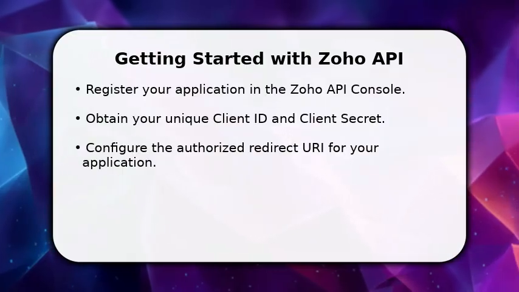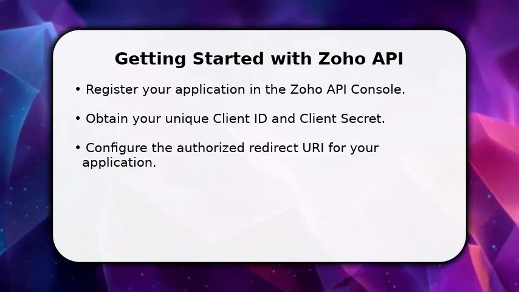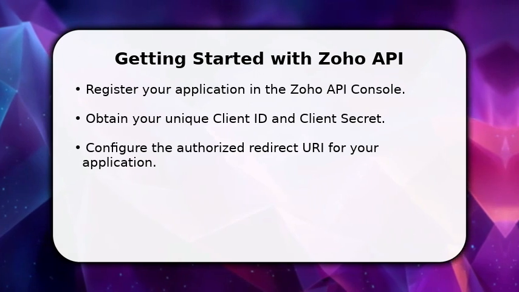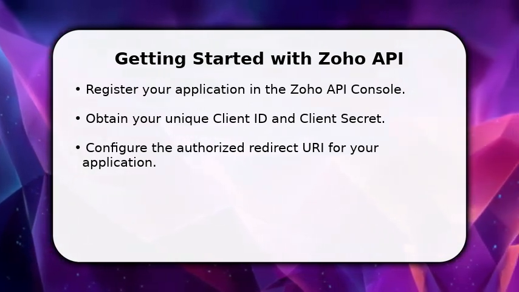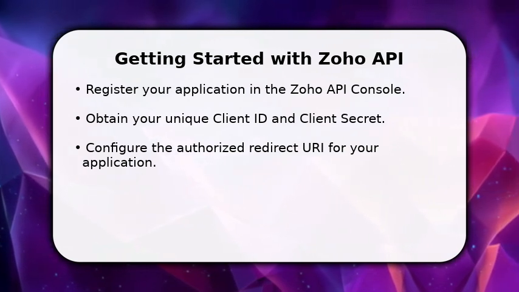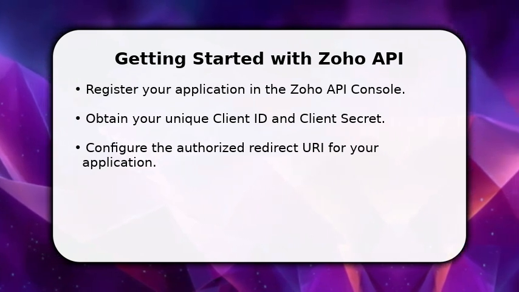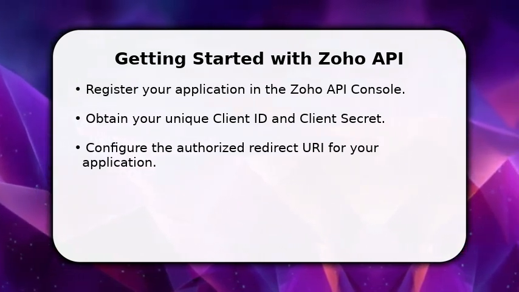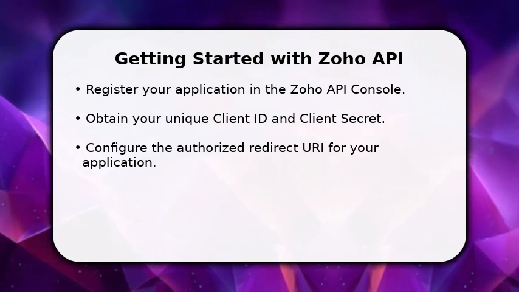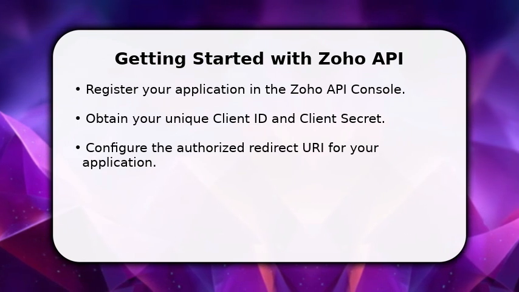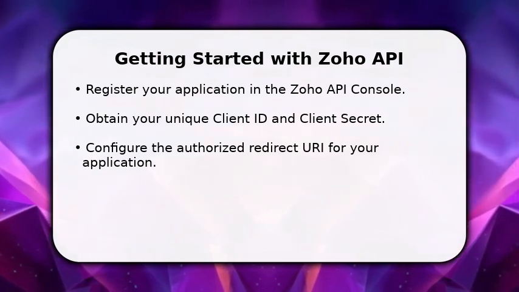In this video, I will explain how to get Zoho API access and refresh tokens. First, you'll need to register your application within the Zoho API console. This crucial step provides you with a unique client ID and client secret, which are essential for authentication. Remember to carefully configure your authorized redirect URI and select the necessary API scopes to define what your application can access. This initial setup lays the groundwork for a secure and functional integration.